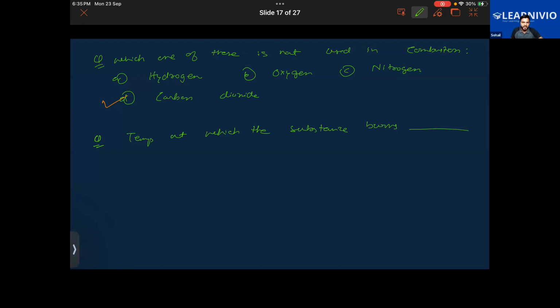Ignition temperature. So an ideal fuel should have a low ignition temperature or a high ignition temperature? Yes, low. But it's better to say it should have a moderately low ignition temperature. Neither too low nor too high. It should not have an ignition temperature equal to normal room temperature, otherwise that object would catch fire.